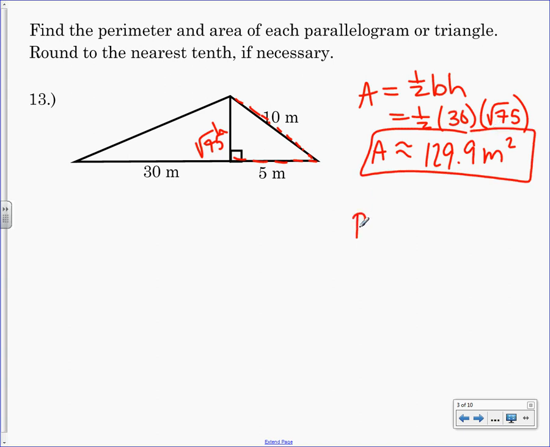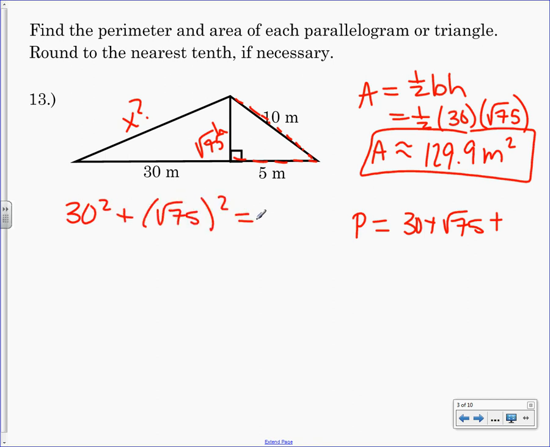right? Perimeter is going to be the 30 plus the square root of 75 plus, I don't know. How do I find the missing hypotenuse here? Pythagorean theorem again, right? I don't want to call it height, I'll call it x, I guess. You're going to take 30 squared plus square root of 75 squared equals x squared, right? Whenever you square a square root, you're welcome to plug that into your calculator, but it's just going to give you 75, okay? So what do you end up getting without rounding? Don't round. Square root of 975 is what you should get. Everybody take your time and get it.